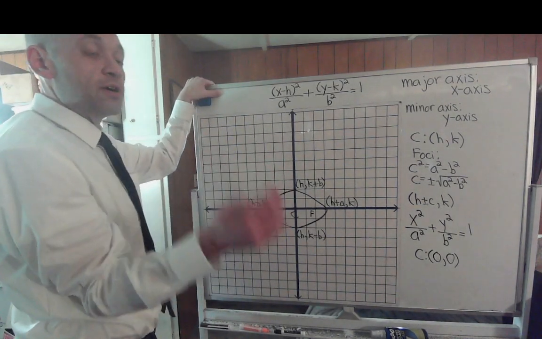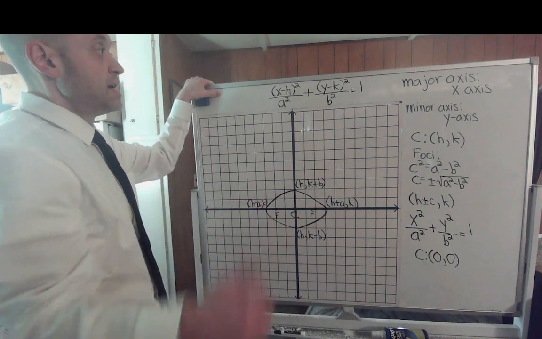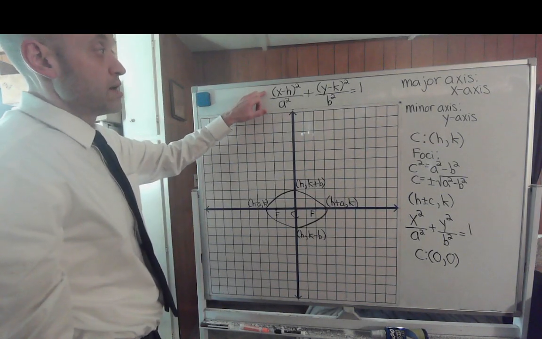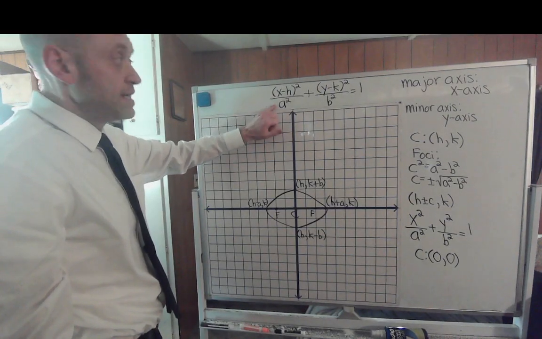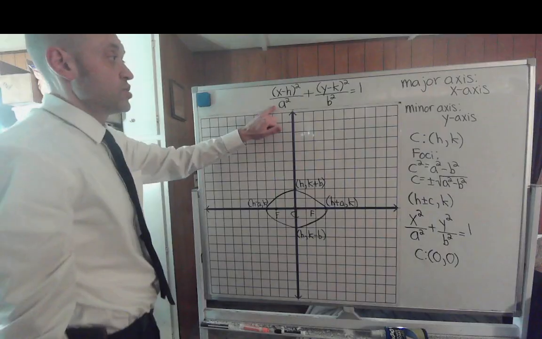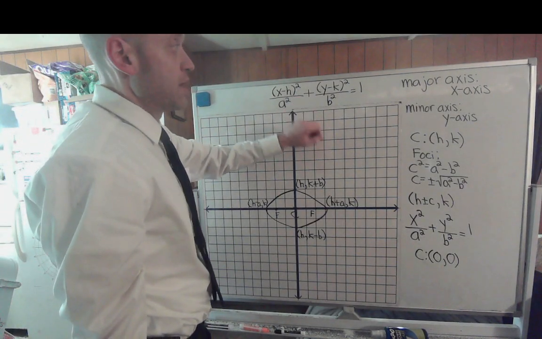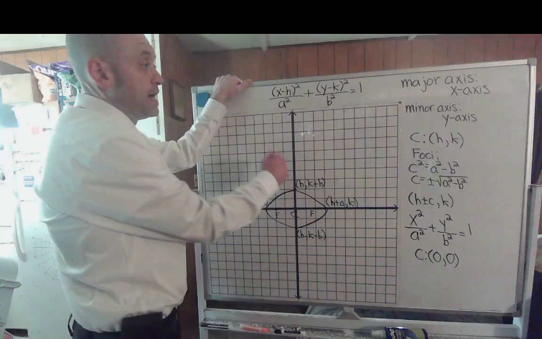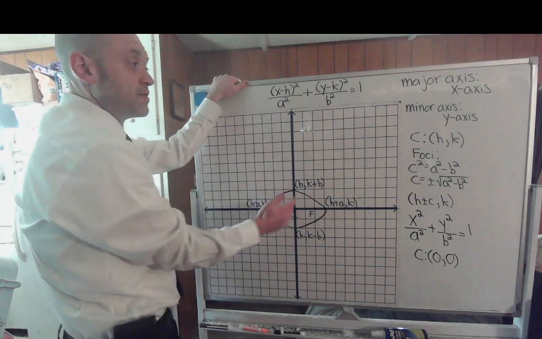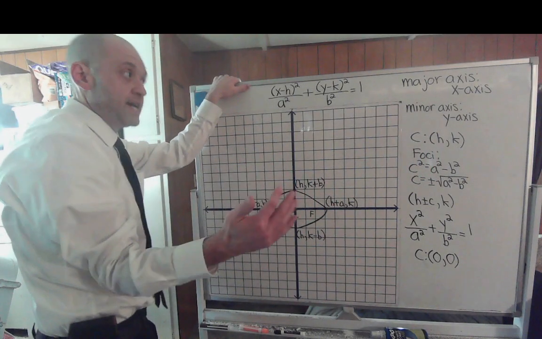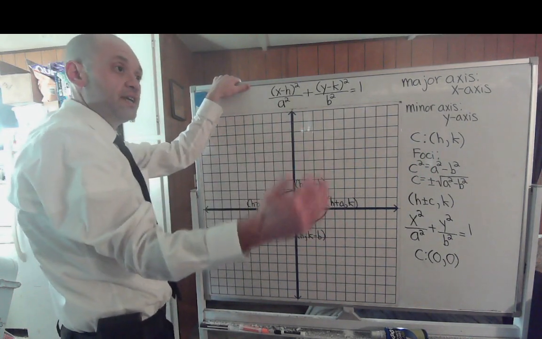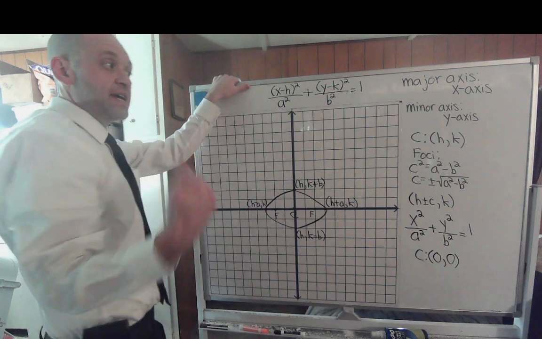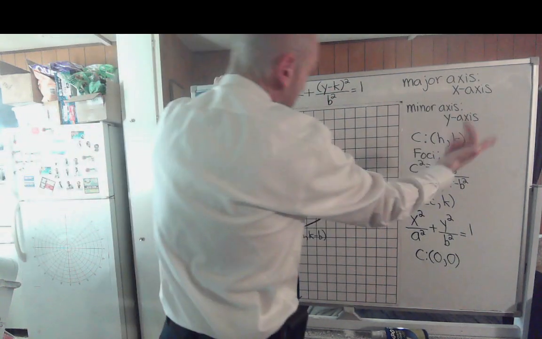The general form of the equation of an ellipse, regardless of which axis is major, is x minus h squared over either a squared or b squared, depending upon which axis is major, plus y minus k squared over either a squared or b squared equals 1. And the center of the ellipse is always at the coordinates (h, k). So if I take x minus h, set that equal to 0, my x coordinate is h. If I take y minus k, set that equal to 0, I'll get my y coordinate of k.